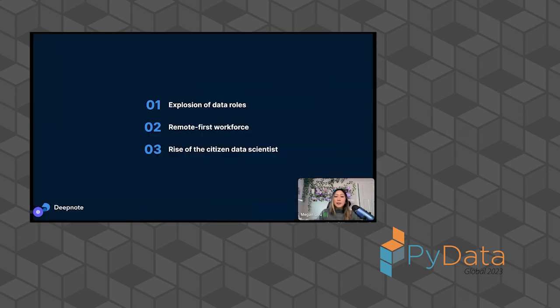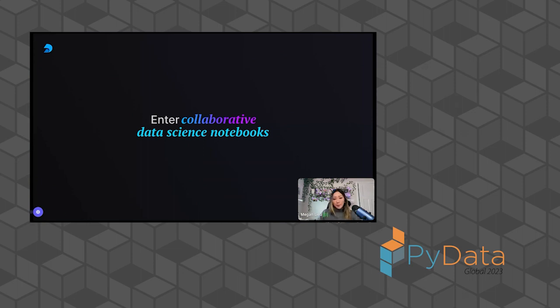And going back to these three trends that we were observing at the time, we noticed that there was a gap in tools that served the plenty of citizen data science roles that were coming online that also happened to be remote first roles. And that's where collaborative data science notebooks come in. Our prediction is that collaborative data science notebooks is the answer to unlocking not only true collaboration within data science teams, but also between those regular and citizen data science teams.